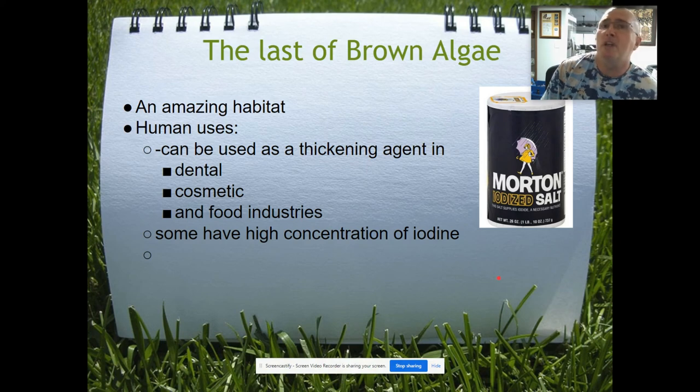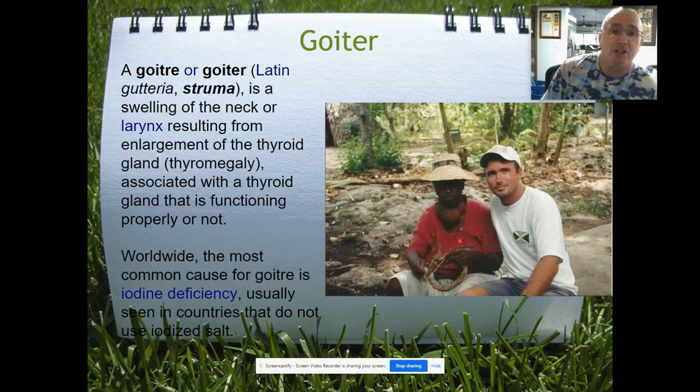Now, I'm not saying we need to go out and eat brown seaweeds, sargassum, and kelp to get our iodine. There are many other ways of getting it. The main way that we get it in our diet is through iodized salt. This is basically salt that has iodine in it. So if we use salt moderately, we should get all the iodine that we need. Now, if you don't get enough iodine in your diet, it can cause a swelling of the thyroid gland, and it can actually form something called a goiter.